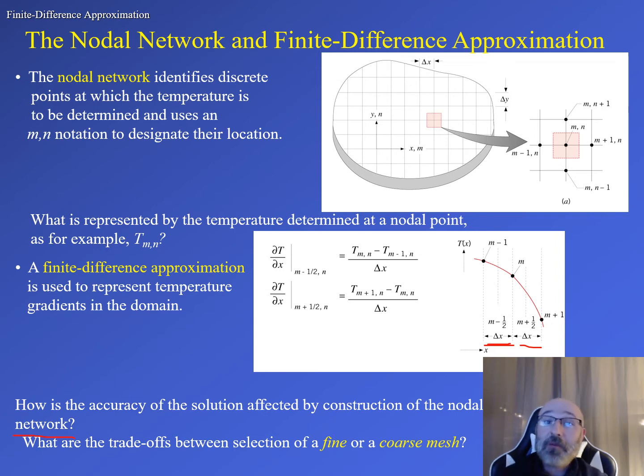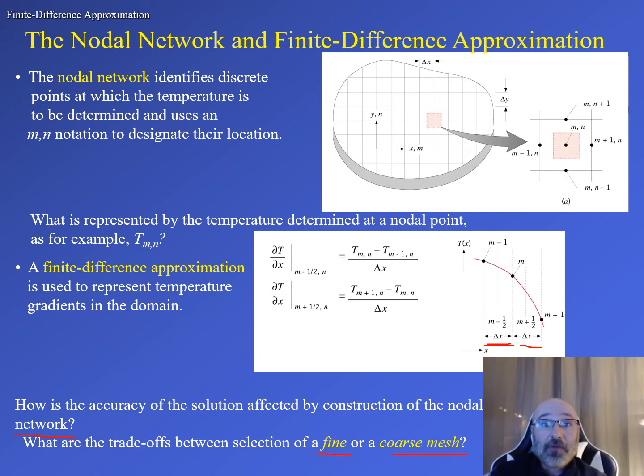Well, what else did we find when we made that delta x smaller and we were doing this by hand? We would find that there are a lot more rectangles we need to calculate, and that's a lot more intensive, a lot more work to do. The same thing applies when we're talking about the accuracy of the solution affected by our nodal network. So there's a trade-off between a fine or a coarse mesh.